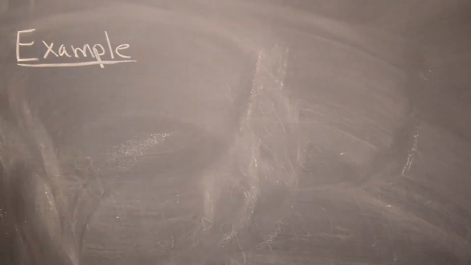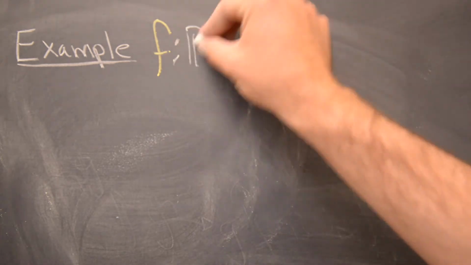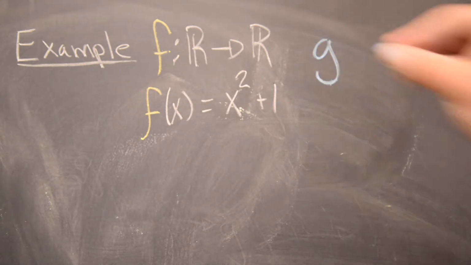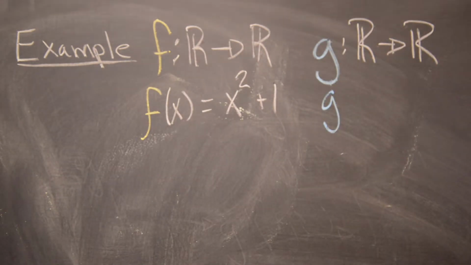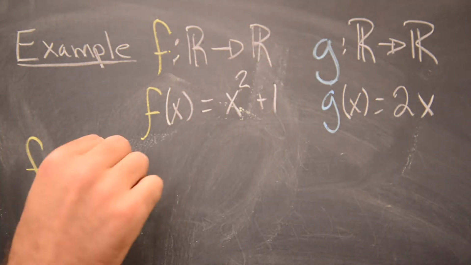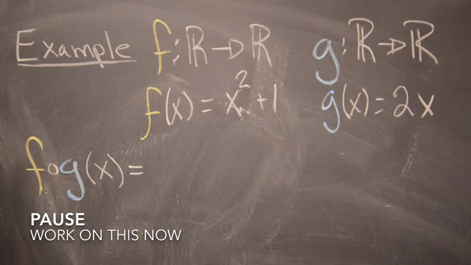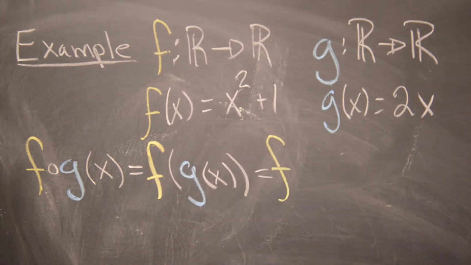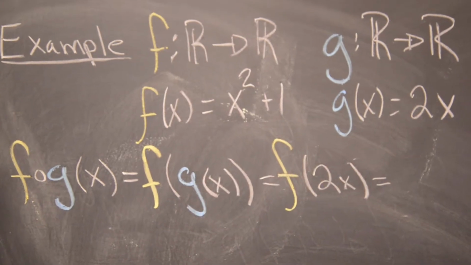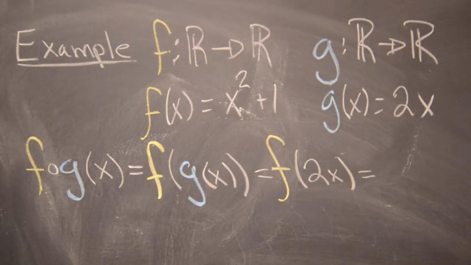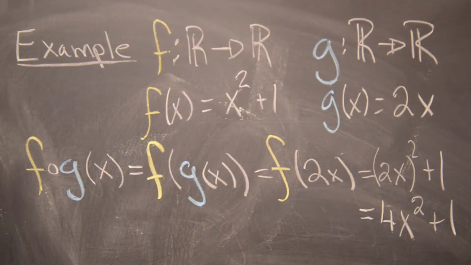Let's see an example of how this works. Given f a function from the real numbers to the real numbers, with algebraic rule f of x equals x squared plus 1, and g a function from the real numbers to the real numbers with algebraic rule g of x equals 2x, can you calculate the algebraic rule for f composed with g of x? This means we input g of x into f, and g of x equals 2x. Looking at the formula for f, we see that f takes the input, squares it, and adds 1. So if we square 2x and we add 1, we end up with 4x squared plus 1.